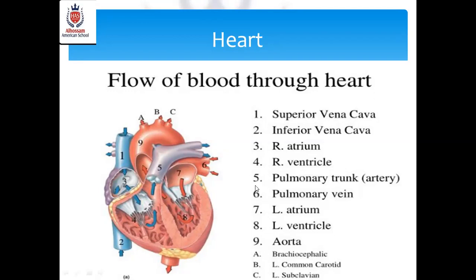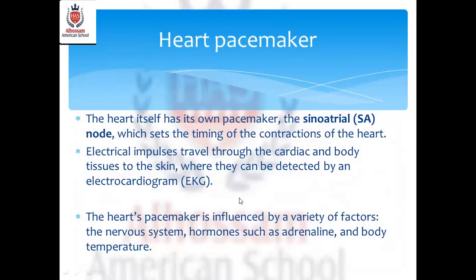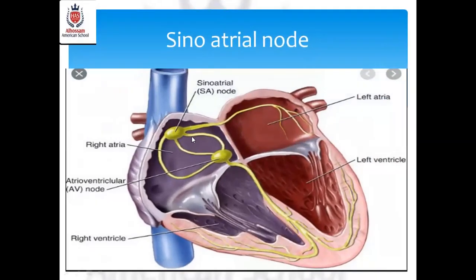What else do I need you to know about the heart? I need you to understand how the heart works. Actually, it works like a machine. If we consider the heart as a machine, we'll find out that this machine has a switch that turns on and off the action of the heart. This switch is located in the right atrium. It's called the sinoatrial node or SA node.